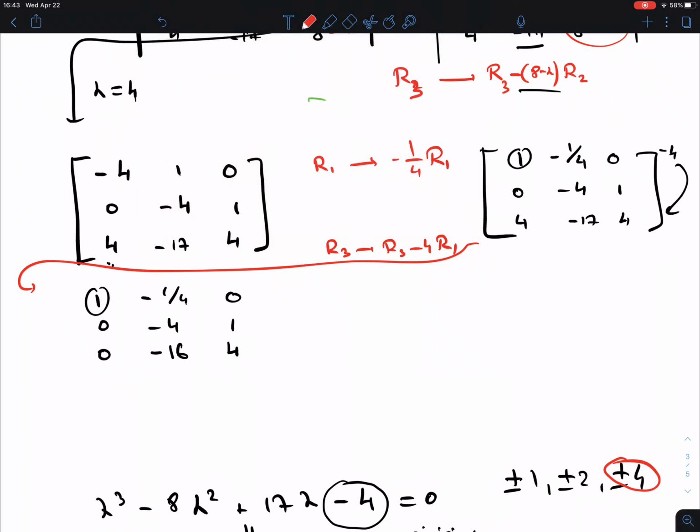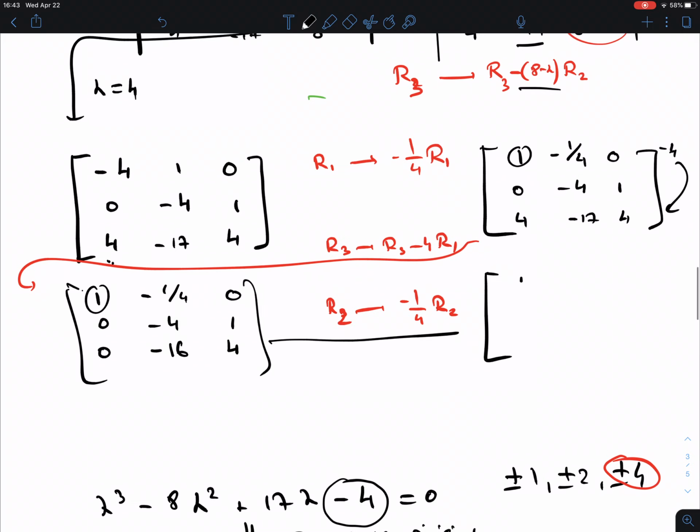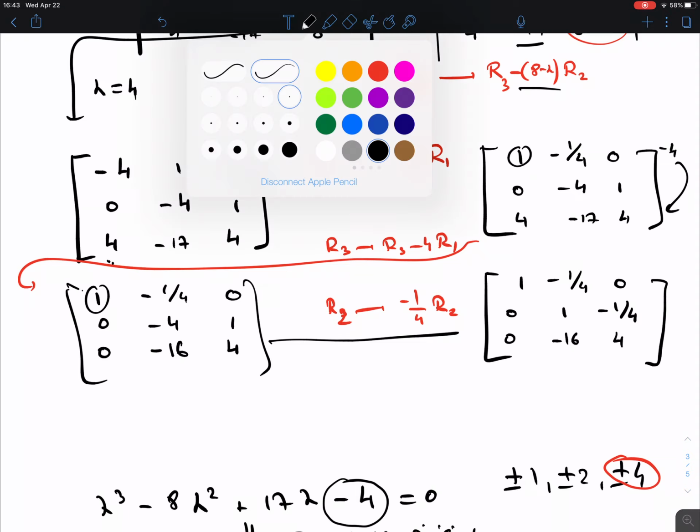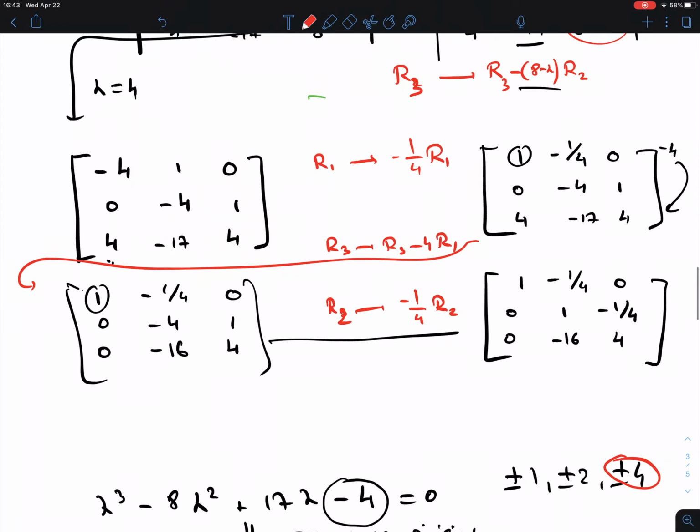I'm going to again divide row 2 by minus 1/4, row 2. So I'm going to write out what it is. So the result here would be 1 minus 1/4, 0, 0, 1 minus 1/4. Now I divided this row by negative 4. And here I have 0, negative 16, 4. I could have divided that row by 4, but that's an unnecessary step because now I'm going to use my pivot to get this 0.